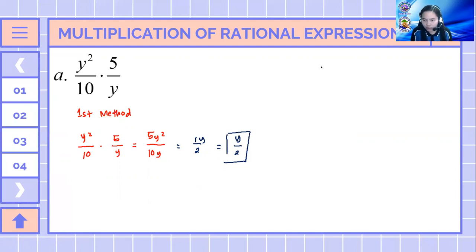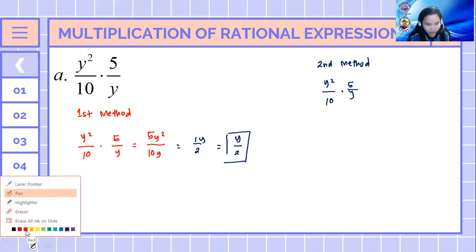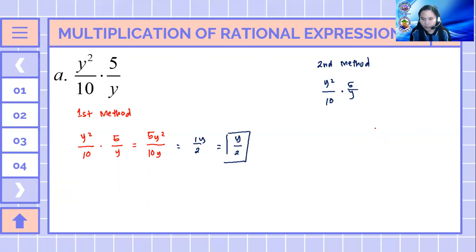How about the second method? We can use the cancellation for the second method. It is the easiest way or the shortest way to find its product. So we have y squared over 10 times 5 over y. Let me use another color. We can cancel out the y variable. So y will become 1, and y squared will become y, we just subtract the exponent. And then same with 10 and 5: 5 will become 1 and 10 will become 2.